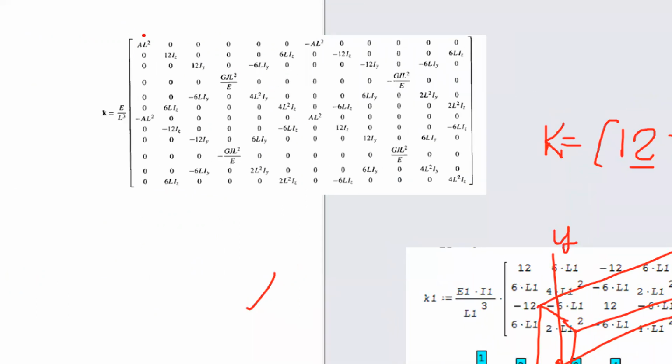First, the axial component. Then these two here will be the bending component, and also this one is the bending, and this one is the torsion. So 1, 2, 3, 4, 5, 6, that corresponds to the 6 displacements. 1, 2, 3, 4, 5, 6. Something like that.